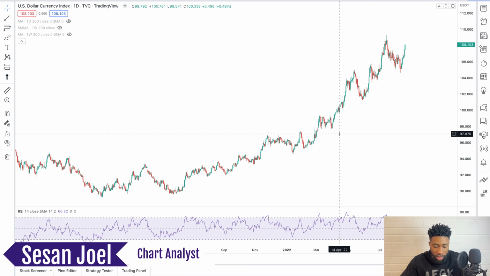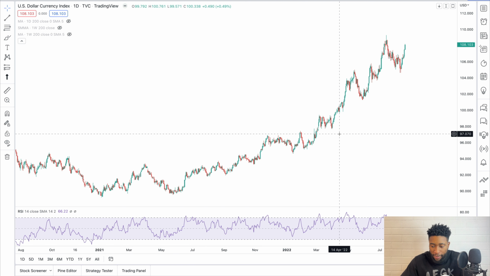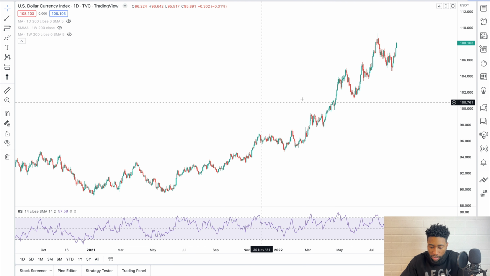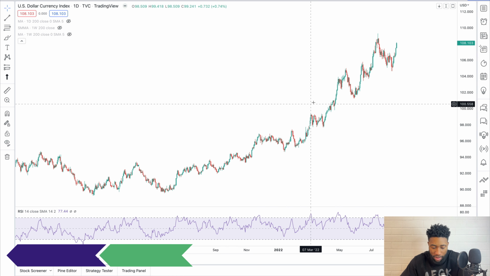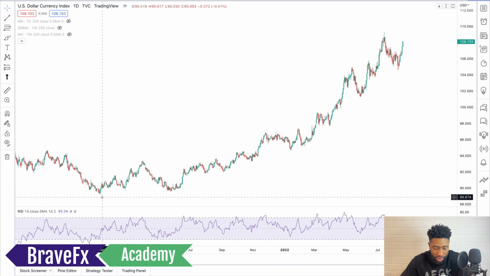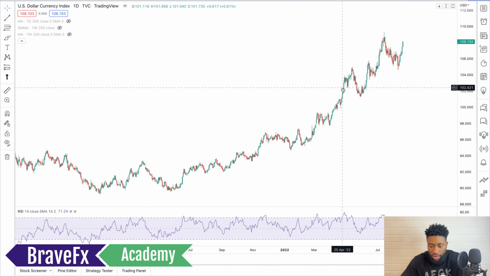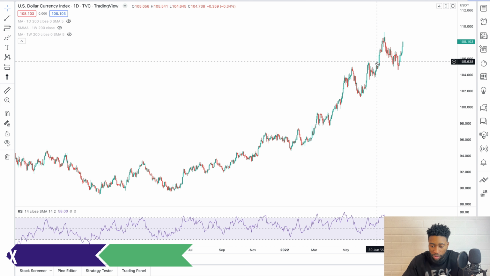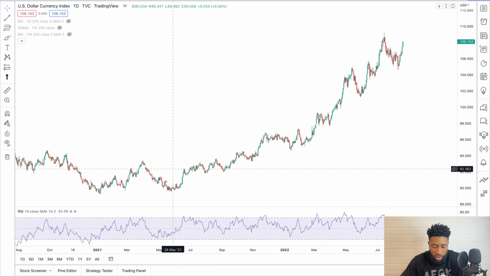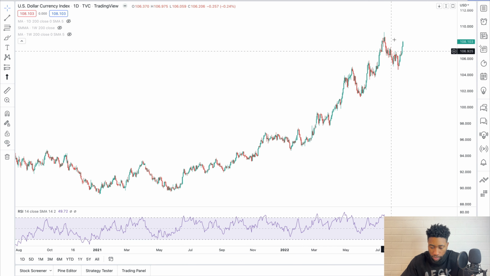So the DXY actually shows us the strength of the US dollar compared to a basket of other major currency pairs. As you can see on the chart, this is a daily time frame. This has been a massive bullish ride since the beginning of last year. So basically for a year and a half now, we've been on this bullish rise on the DXY, which shows the strength of the dollar. So you can see price making higher highs and higher lows.